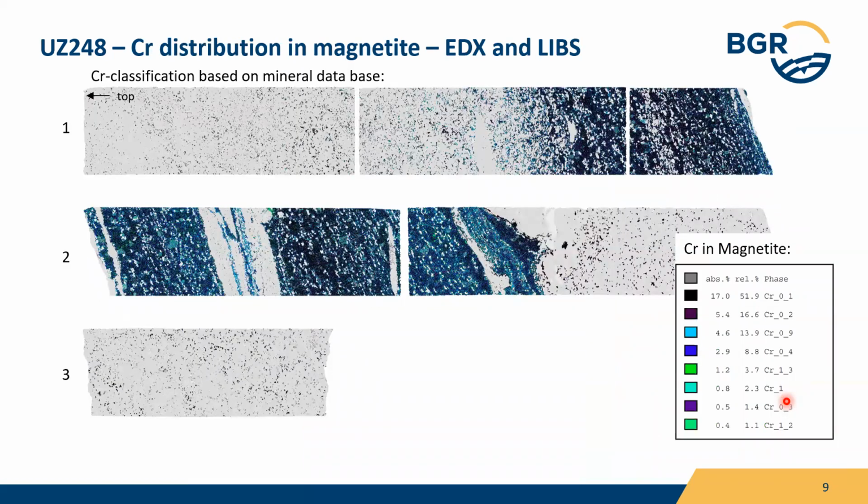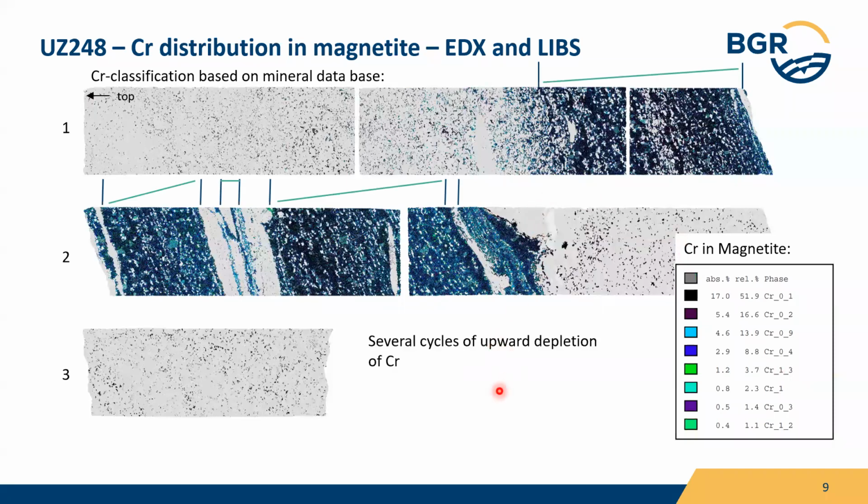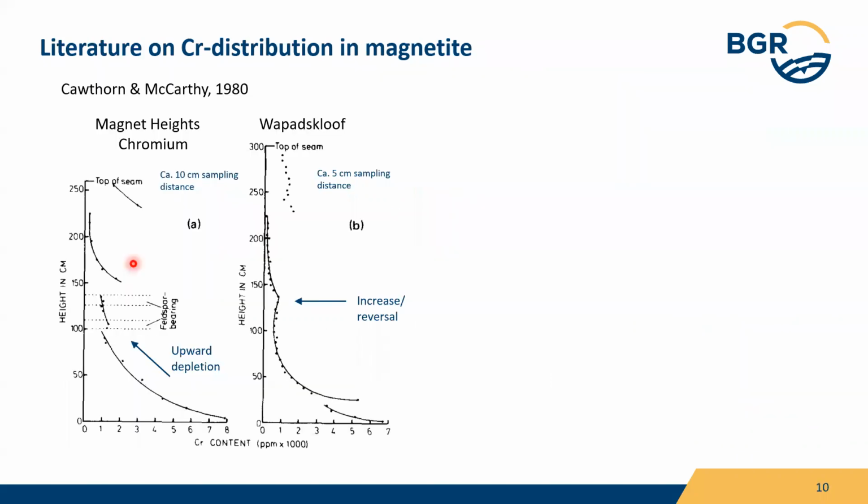Now, the same can be done with the chromium distribution, and this is again just magnetite colored according to the chromium concentration. And you can see here the almost black is very low concentrations, and the green or bluish colors are around 1%. What you can see here probably is, or maybe I give some help, there is at the bottom a very dark color, then we have bluish and greenish colors, then it's going up towards darker colors again, so there are several cycles of that upward depletion of chromium. But this is a bit complex.